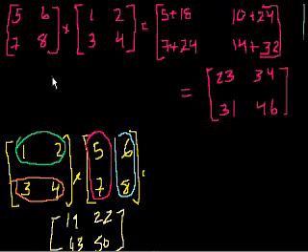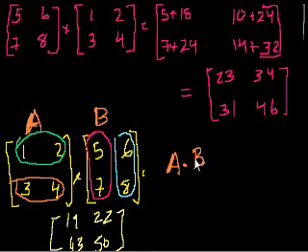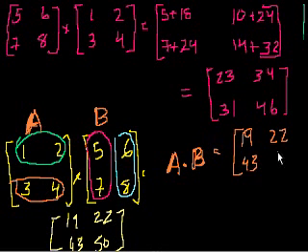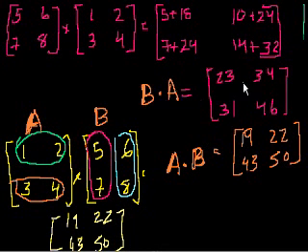So notice, if we say that this is matrix A and this is matrix B, in the last example we showed that A times B is equal to 19, 22, 43, 50. And we just showed that if you reverse the order, B times A is actually this completely different matrix. So the order in which you multiply matrices completely matters.